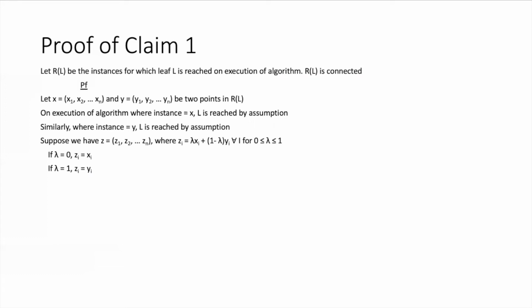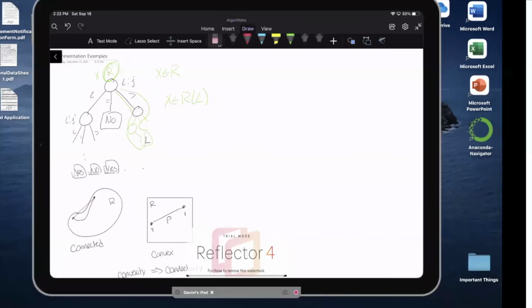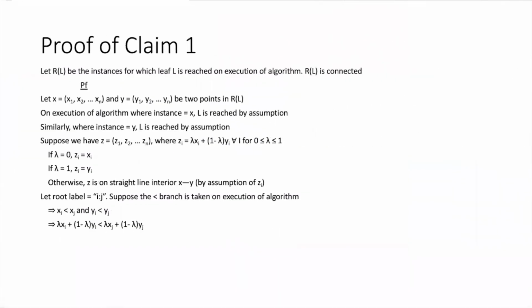So if lambda takes a value between 0 and 1, we can say that z is on the straight line path interior of x and y, and that's by the assumption of zi. Zi is given by the equation connecting the points x and y. So let's suppose that the root is equal to ij, and we suppose that the left branch is taken on the execution of the algorithm. So now we're looking at this branch being taken. That would imply that xi is less than xj, and yi is less than yj, because that's what it means to take the less than branch.